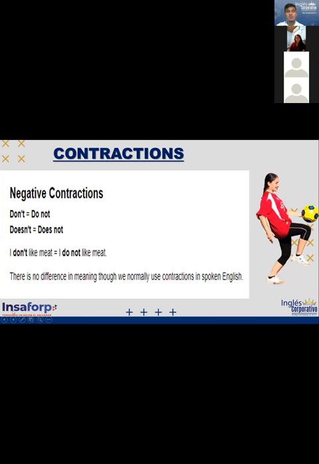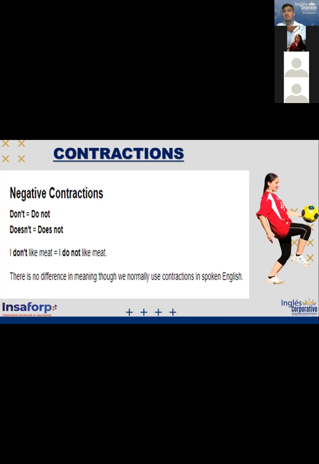So here we have, guys, the contractions that we normally use with do or does. But those are the negative contractions, because obviously we have two words. Do not equals don't. Does not equals doesn't. So if I have the example, I don't like meat, that's equal to I do not like meat.